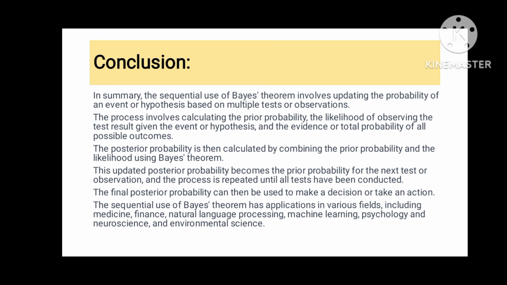So the final posterior probability can then be used to make a decision or take an action. Based on this, suppose a doctor prescribes the medicine or diagnoses the disease. The sequential use of Bayes theorem has many kinds of applications we already discussed, like medicine, finance, natural language processing, machine learning, psychology and neuroscience, and environmental science.